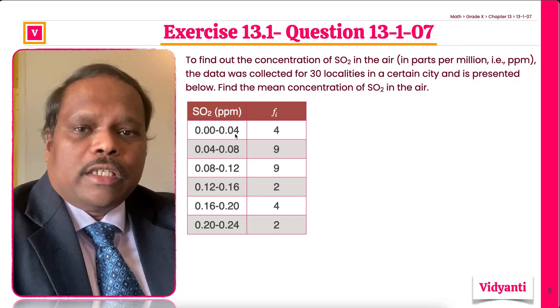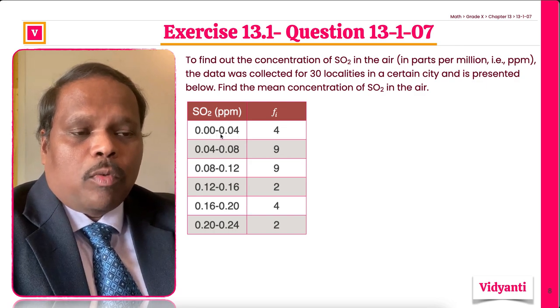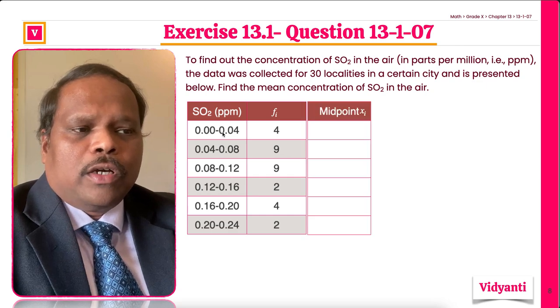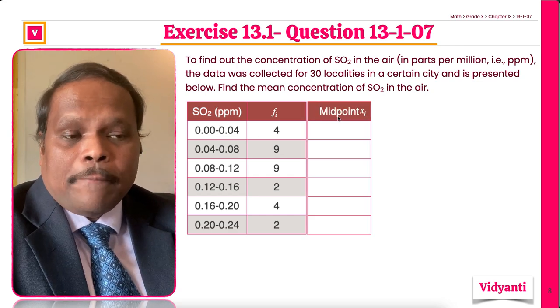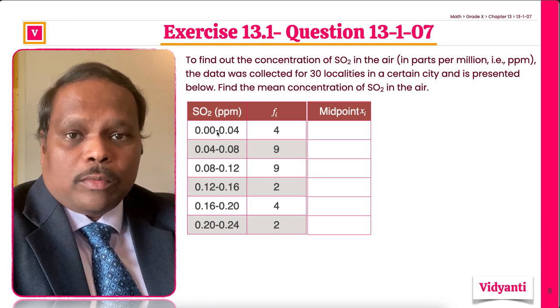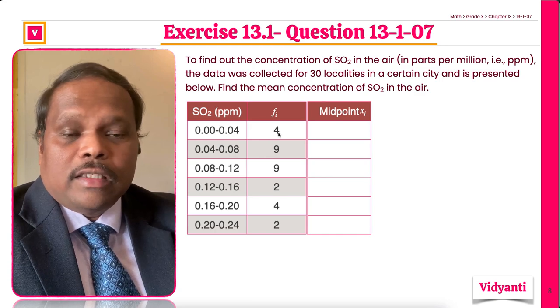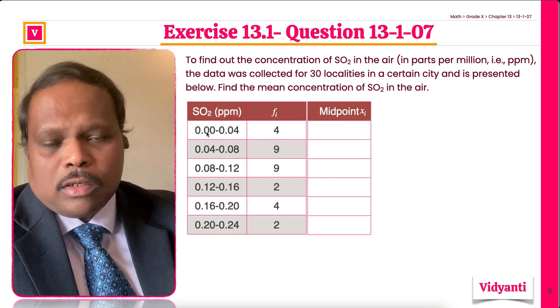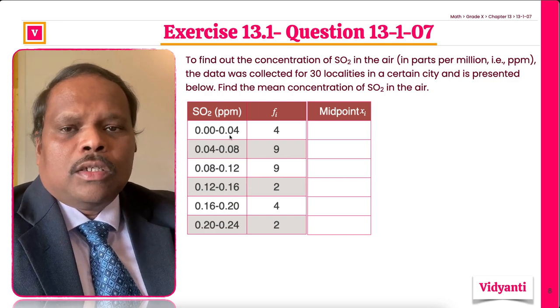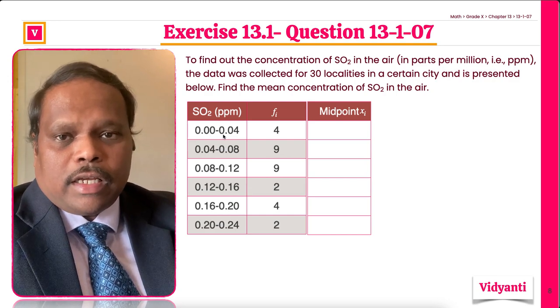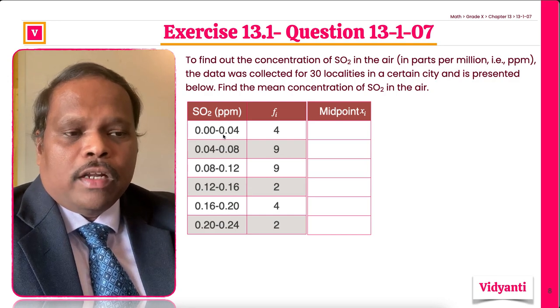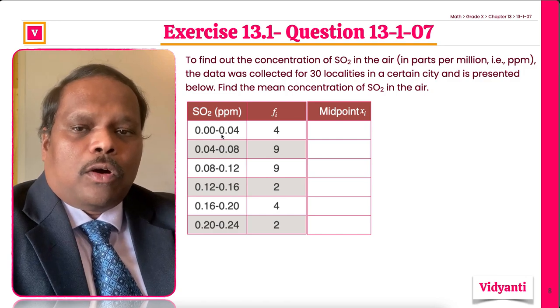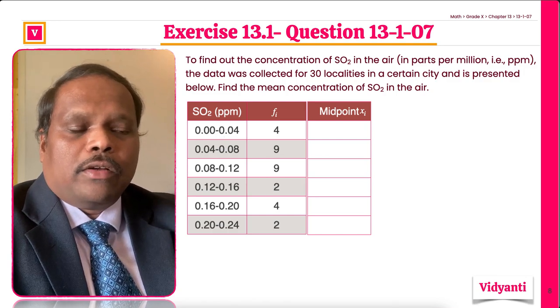So we are going to take the average, which is nothing but the midpoint of this range, and we are going to create a new column. Let's call it midpoint xi, which is the midpoint of this range, because this is a class interval. We do not know where exactly these 4 observations are lying. They can be towards the lower end, towards the upper end. So we are going to pretend that they are exactly in the midpoint, for accurate and precise calculation.